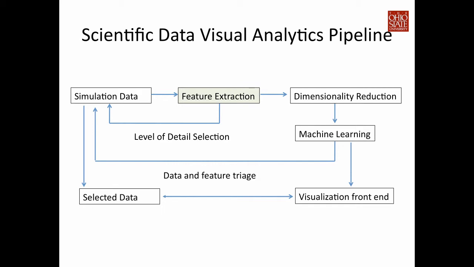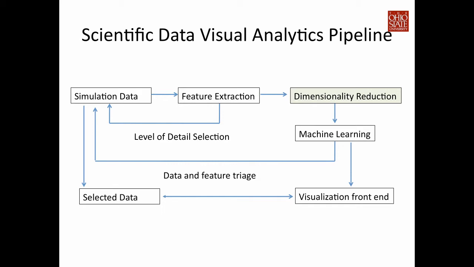Based on the features, we can go back to the data and select the more important portion of the data, or we can reduce the resolution for the data that are not considered important. And this is so-called level of detail data selection. From the features, we can describe the data, which can be represented as higher dimensional vectors. Those higher dimensional vectors may be difficult to visualize to allow the user to select more interesting data, so we will typically need to run dimensionality reduction techniques.